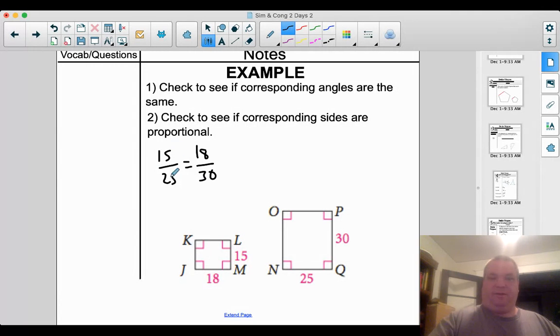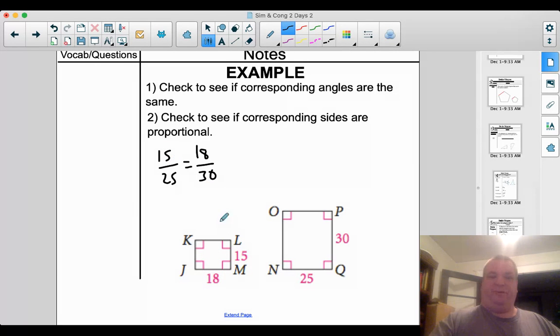But because I started off with the 15 on top here, I have to use the same shape for the top here. So I couldn't do 30 to 18 here. If I have the 15 on top in the first ratio, then I have to go back to the same shape for the top number in the second ratio. That might have been a little confusing, but we'll do more of those, and I think that'll make sense. All right, so there's a couple of different ways to check to see if these are the same.